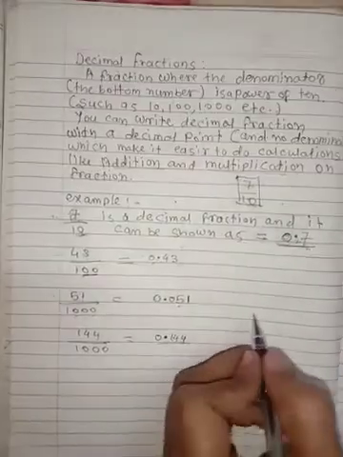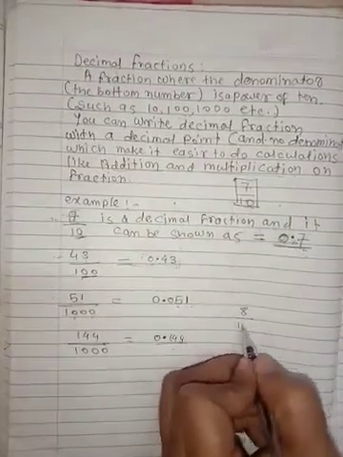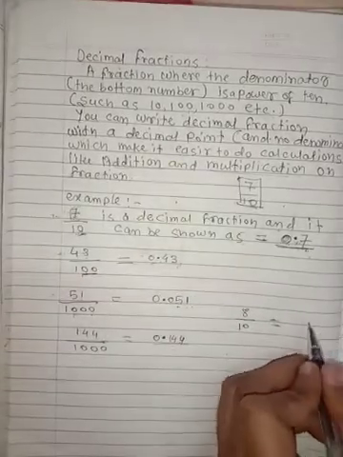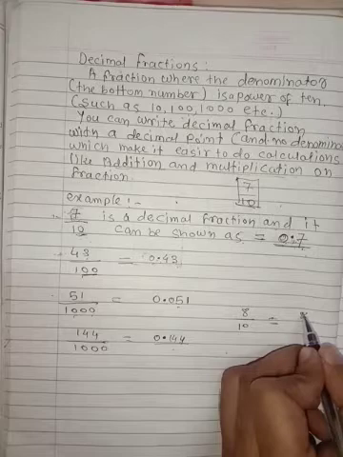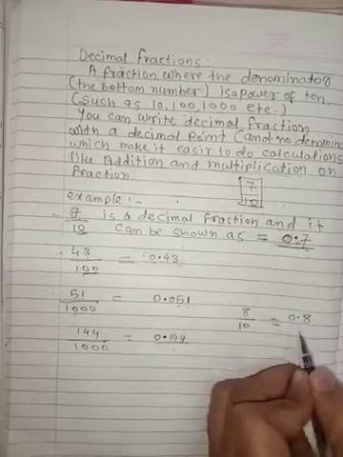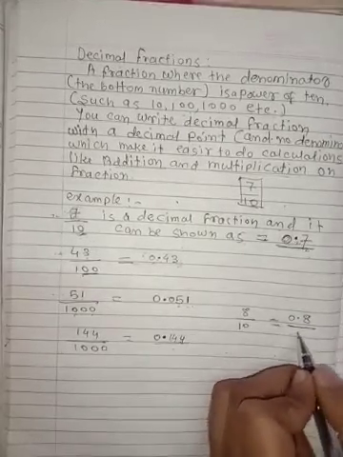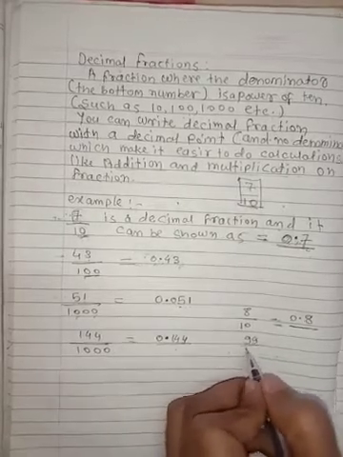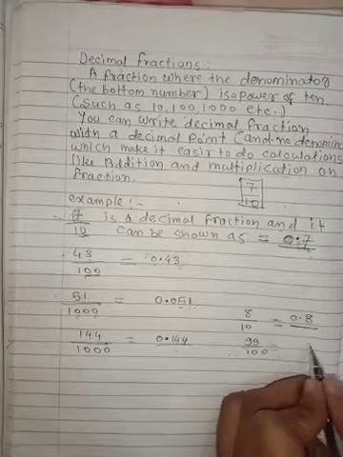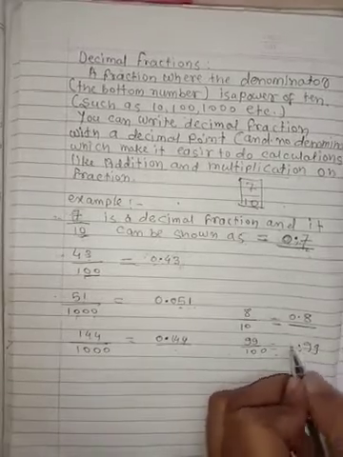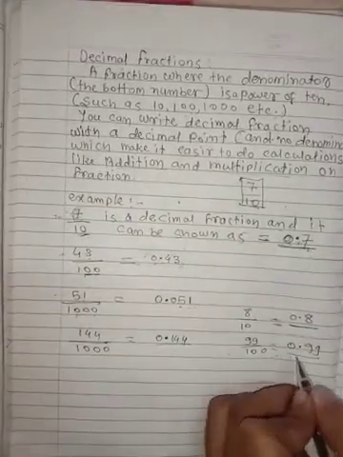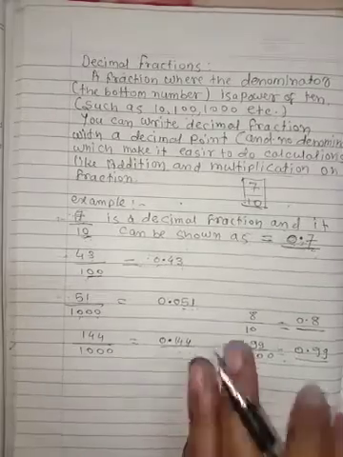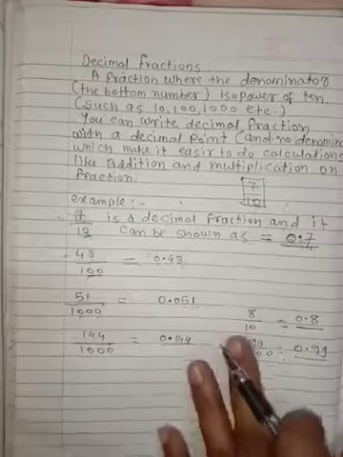Hope you understand. For example, 8 upon 10 can be written as 0.8. This is the decimal fraction. Now 99 upon 100 can be written as 0.99. This is the fraction of 99 upon 100. Hope you understand how to solve decimal fractions.